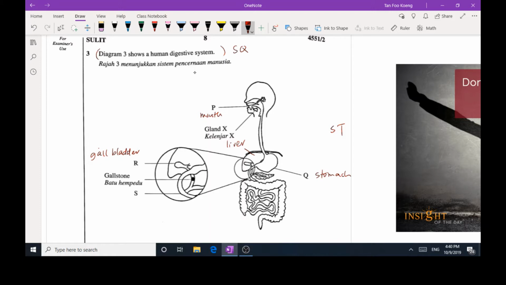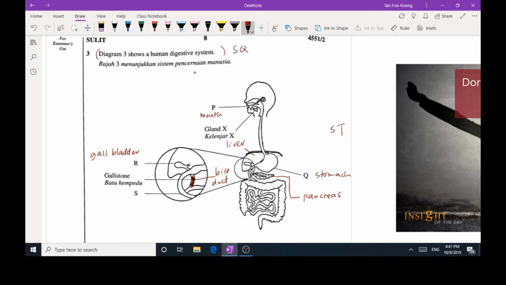So during digestion, R secretes the bile to the duodenum via the bile duct. So this part is actually the bile. This is a bile duct. And then what is this tiny structure that looks like a leaf to us? This is actually the pancreas.